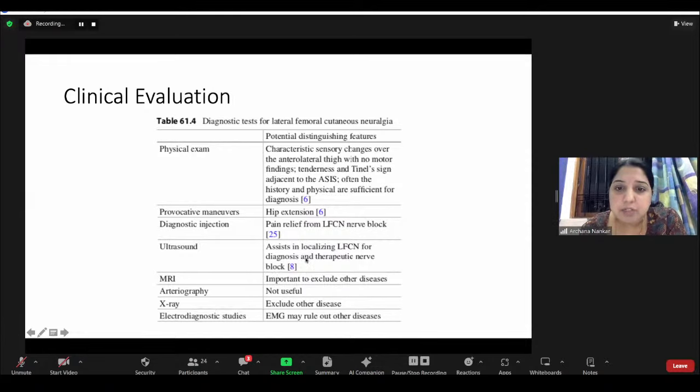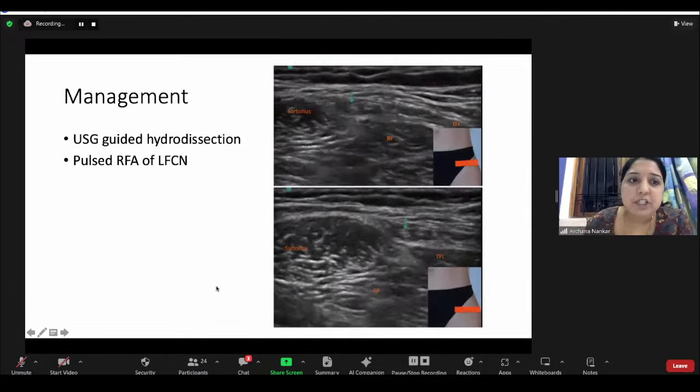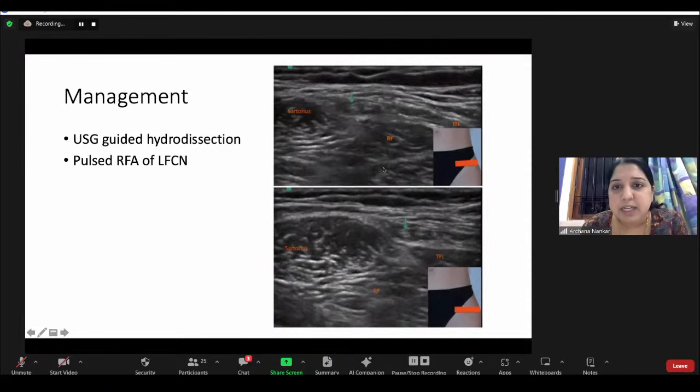Then ultrasound assists in localizing the LFCN for diagnostic and therapeutic nerve block. MRI is important to exclude other diseases. Then arteriography is not that useful. X-ray, again, to exclude other diseases, and electrodiagnostic studies also may rule out other diseases. Then management is generally ultrasound-guided hydrodissection.